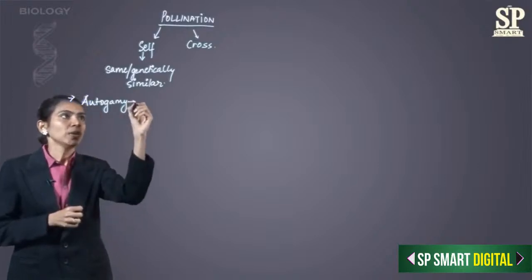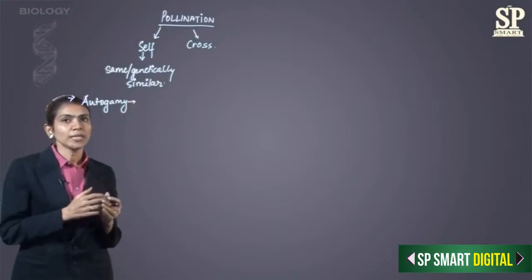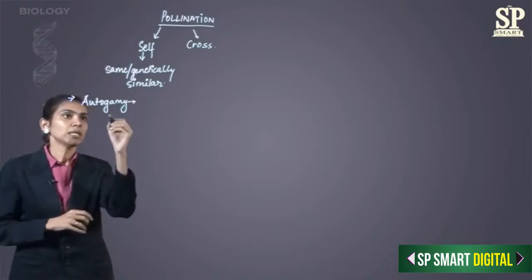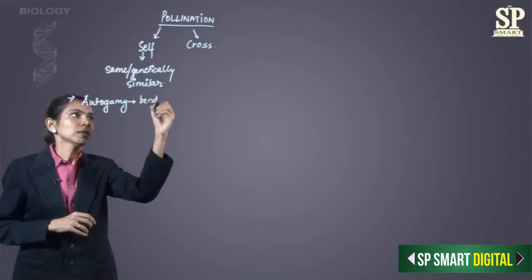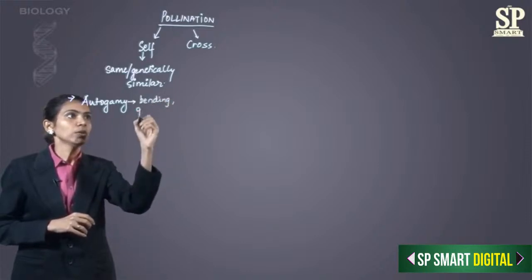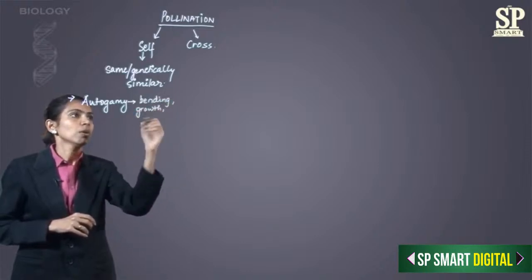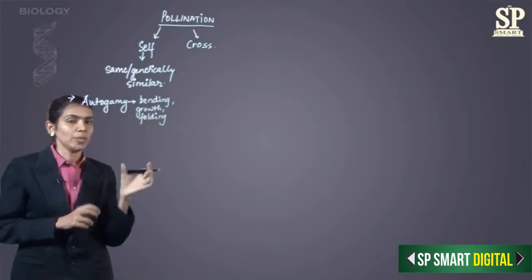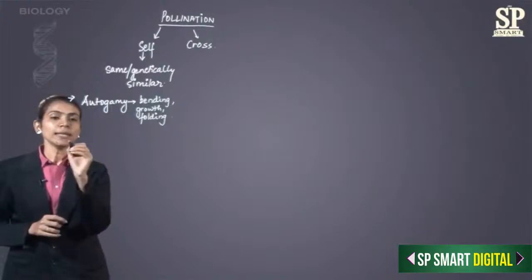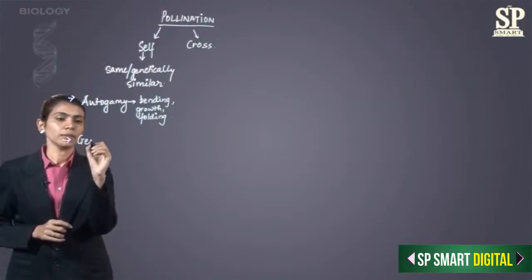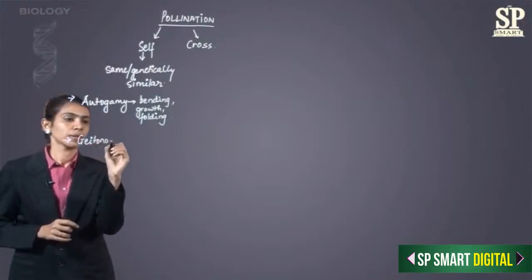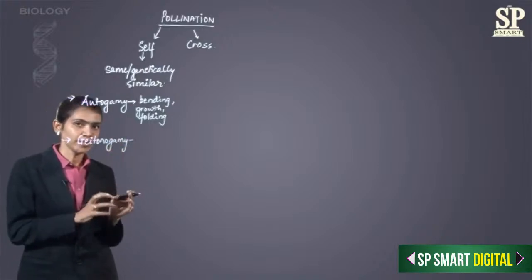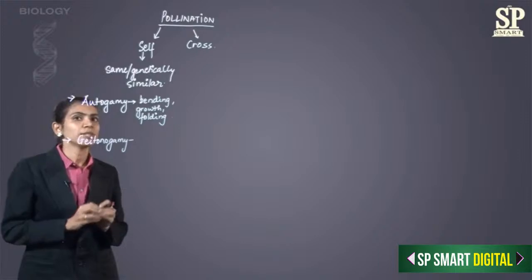Now, in autogamy, since it is taking place in the same flower, the pollen grain is deposited onto the stigma either by bending, or by growth, or by folding. So that is autogamy, means it is occurring in the same flower. Now second is geitonogamy. Geitonogamy is when the pollen grains are deposited to the stigma of another flower but which is genetically similar.